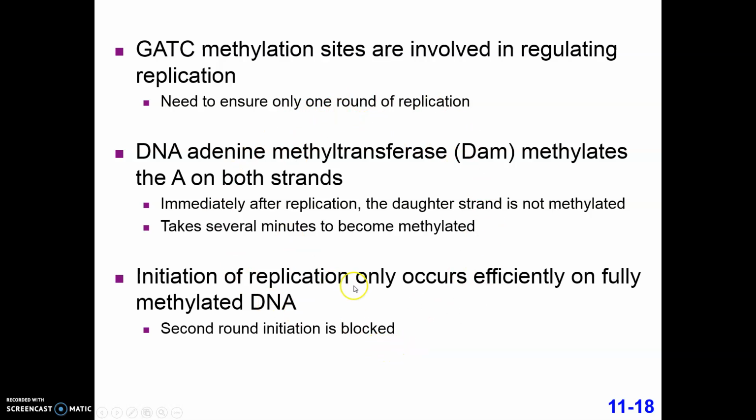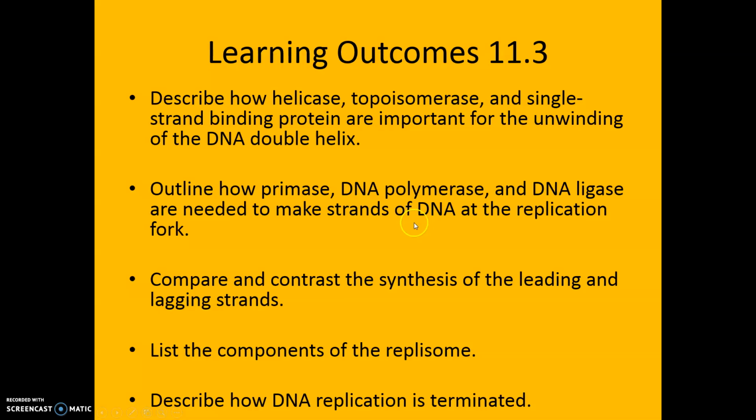All right, so now we've talked about how DNA replication is initiated at the origin of replication. We've talked a little bit about how it's regulated and the mechanics of how strands get separated. Now we are going to get into the nitty-gritty of how replication actually takes place and the proteins involved. So, the learning outcomes for this section: describe how helicase, topoisomerase, and single-strand binding protein are important for the unwinding of the DNA double helix.